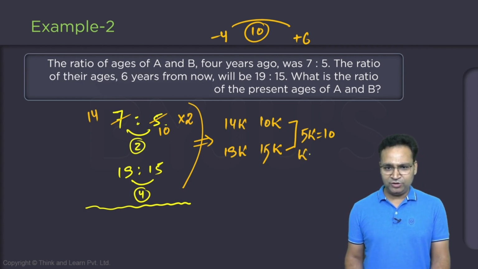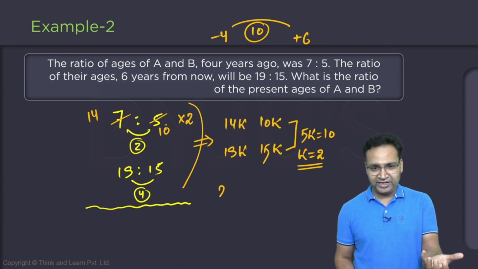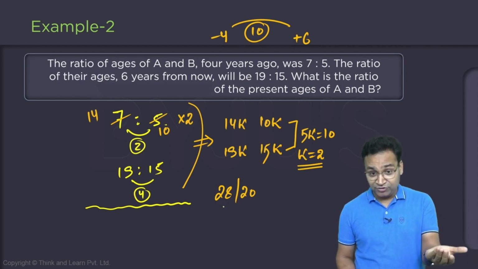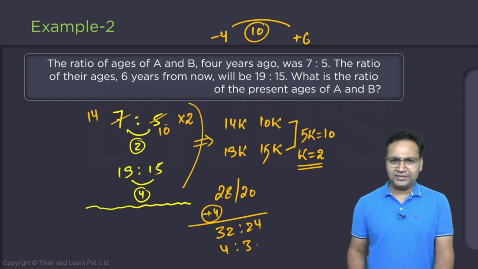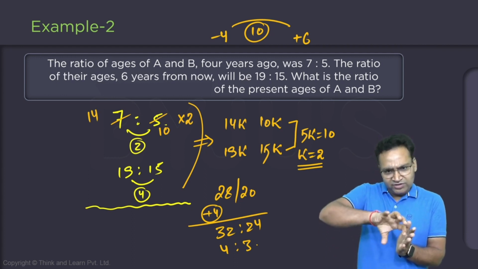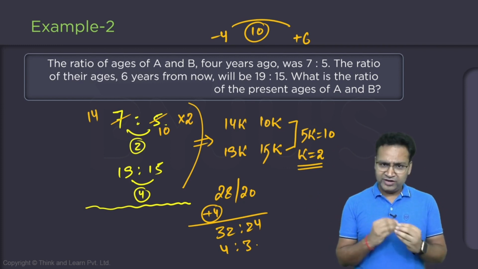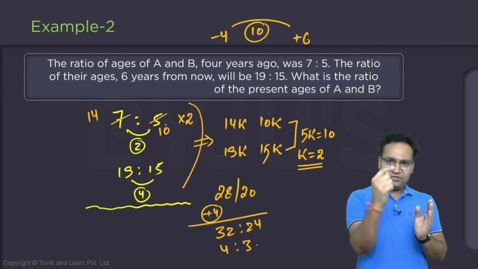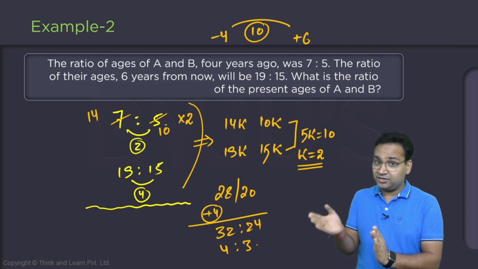So what is the value of K? 2. What are the ages? 14 twos are 28 and 10 twos are 20. After 4 years, the present ages will be 32 and 24. What is the ratio, guys? 4:3. Don't you think this method is the fastest method? Many times you can handle this without writing anything on paper. So we have seen the two cases. One, where the differences were already the same. Second, where the differences were not the same and we made them the same.